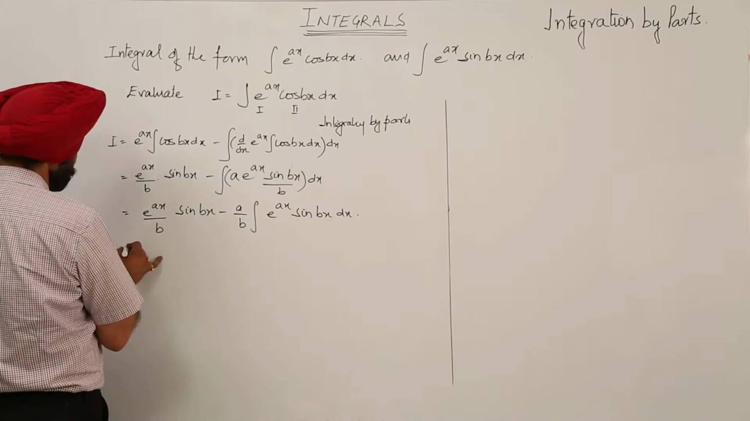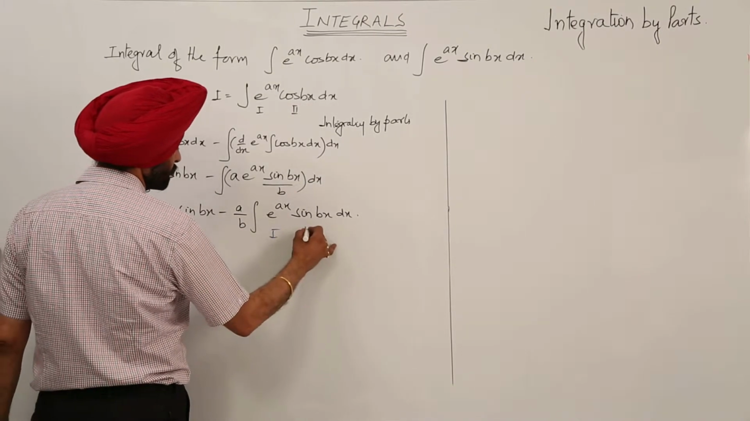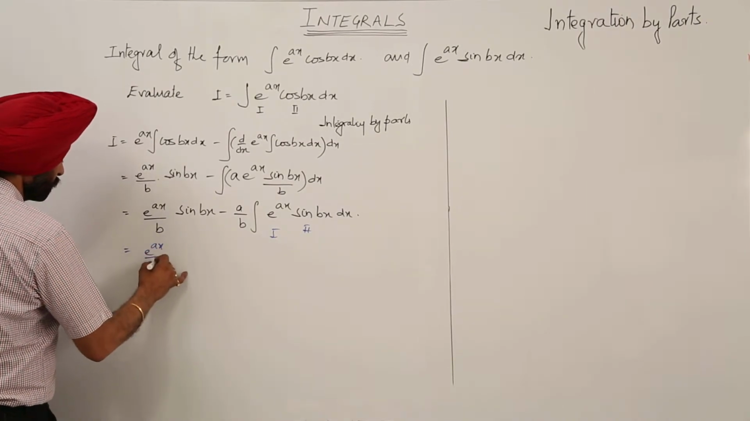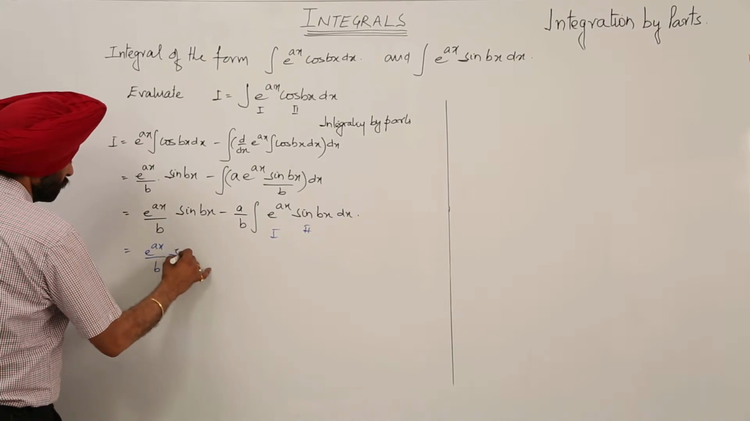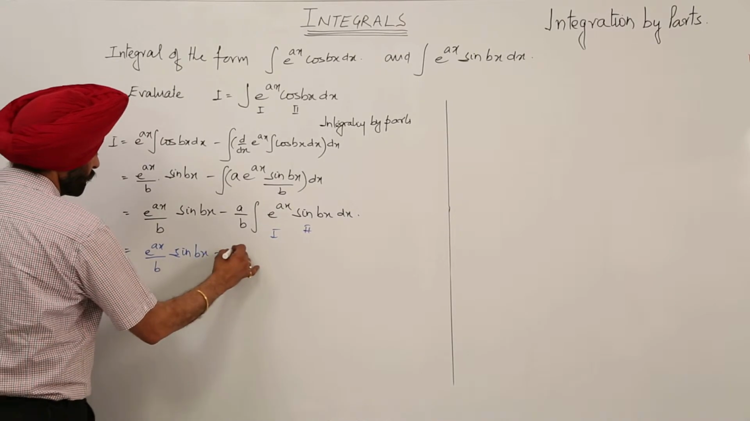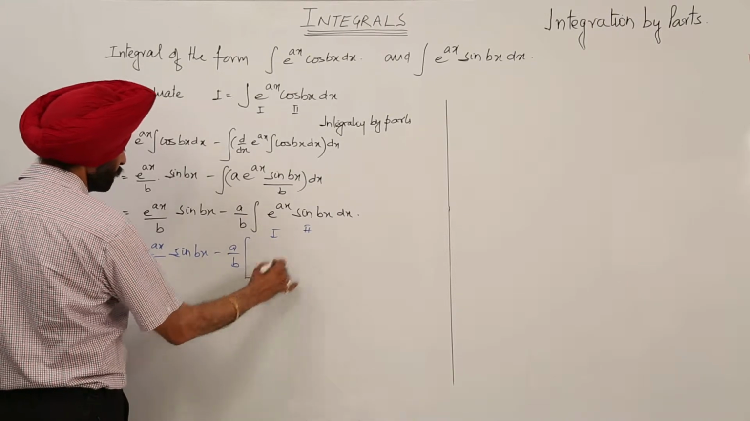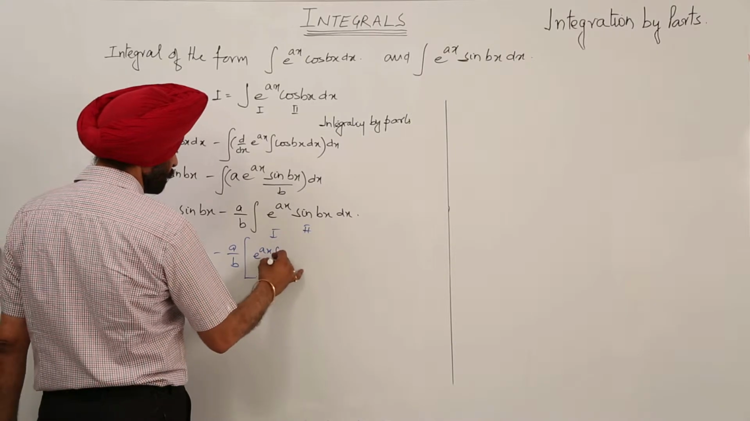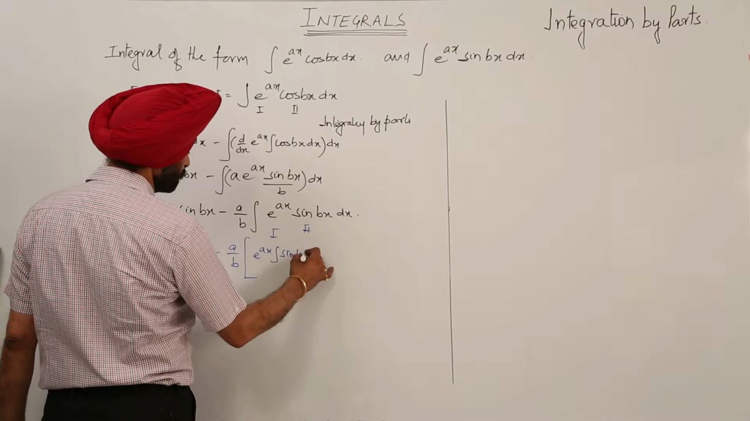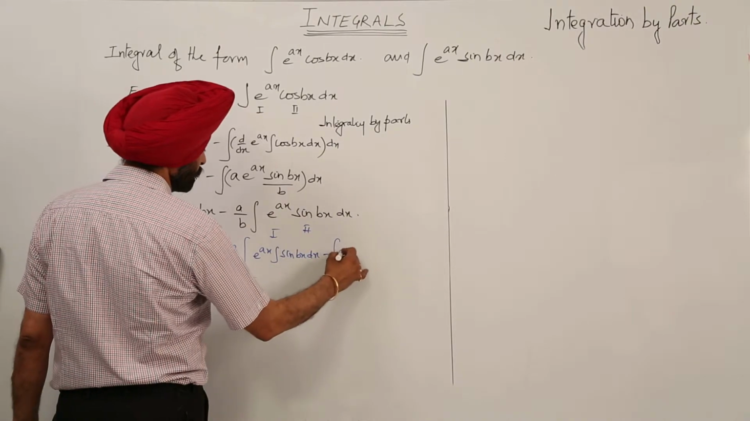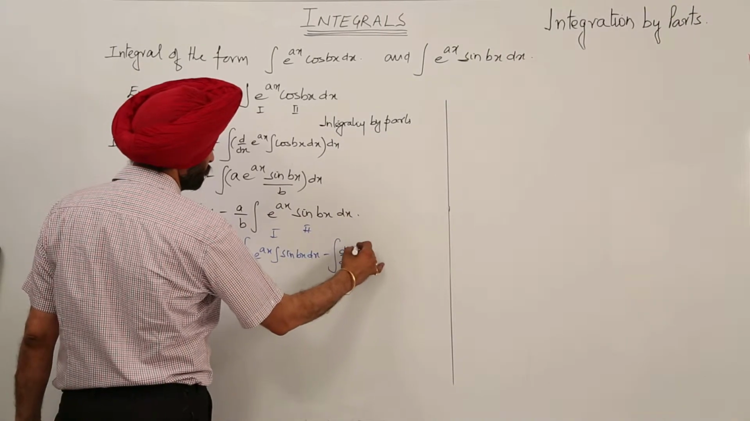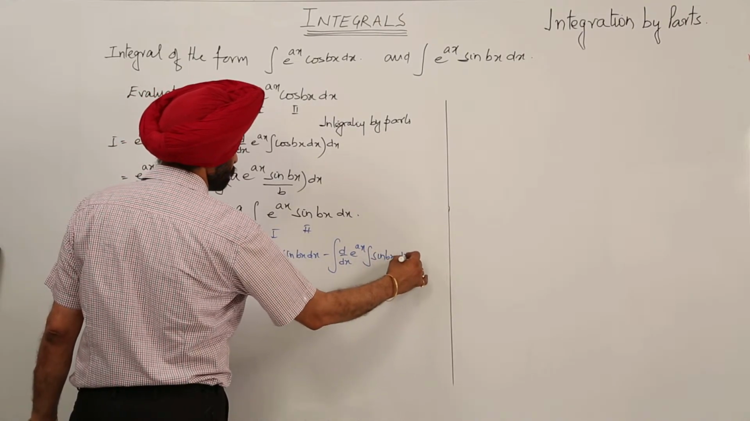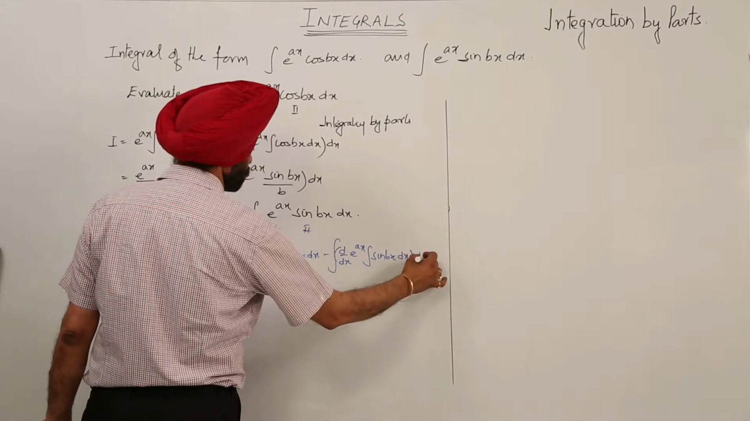Now taking this as first and this as second once again. Okay, so we are having e raised to power ax upon b sin bx minus a upon b. Now here again, e raised to power ax integration of sin bx dx, minus integration of d by dx of e raised to power ax integration of sin bx dx and dx.